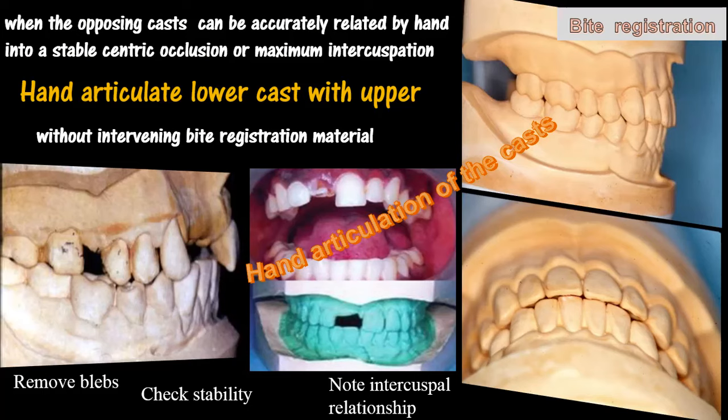Now, أحيانا we don't need any registration of the bite. شو وقت؟ When the opposing cast can be accurately related by hand into stable centric occlusion or maximum intercuspation, hand articulating the lower cast with the upper without any bite registration can be done. مثل ما نشوف عندنا anterior and posterior الأسنان موجودة، سوينا good table للعلاقة ما بين الأبر واللور. نشوف هذا full arch، هذا هنا عندنا anterior أسنان مقلوعة, and by your hand you can easily articulate the upper and lower dental arch.